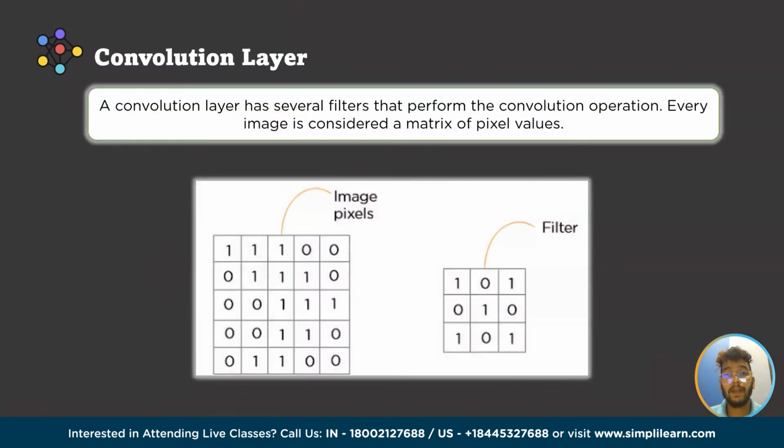This is the first step in the process of extracting valuable features from an image. A convolution layer has several filters that perform the convolution operations. Every image is considered as a matrix of pixel values. So consider the following 5 by 5 image whose pixel values are either 0 or 1. There is also a filter matrix with a dimension of 3 by 3. Slide the filter matrix over the image and compute the dot product to get the convolved feature matrix.